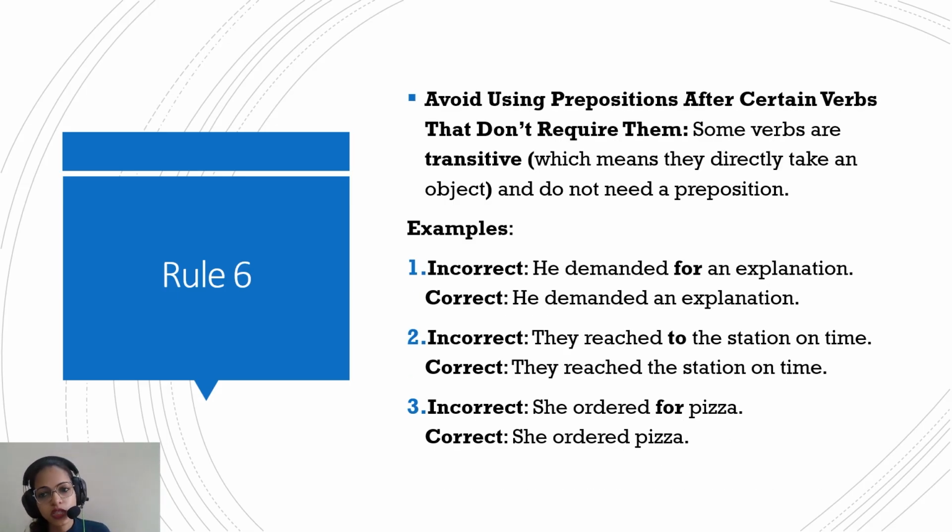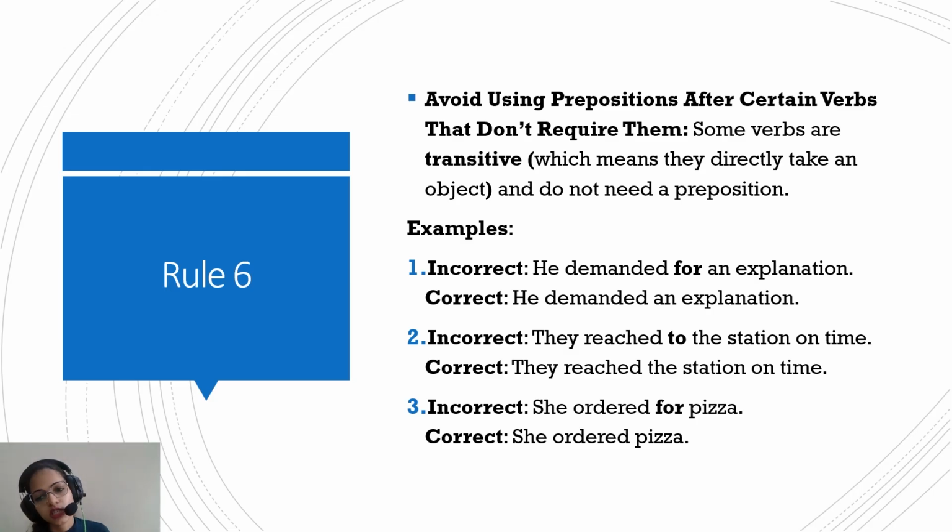Avoid using prepositions after certain verbs that don't require them. Some verbs are transitive. That is, they directly take an object and they do not need prepositions. So, "he demanded for an explanation" is a very commonly committed mistake. He demanded an explanation, because the word is transitive. It is directly taking the object. We do not need a preposition to connect with the object. We do not need "for".